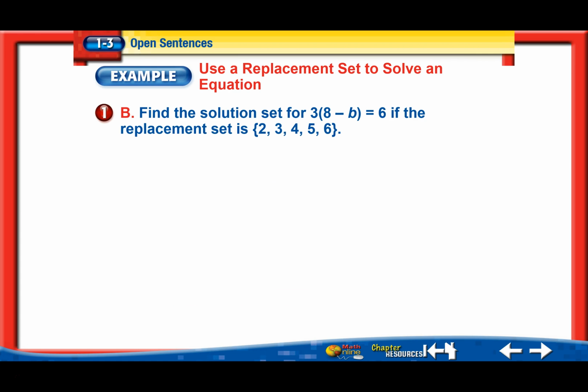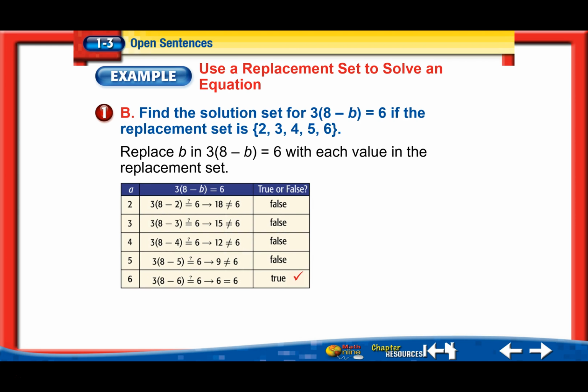Find the solution set for 3 times 8 minus b equals 6 if the replacement set is 2, 3, 4, 5, 6. So again, we're going to substitute each one of these in for b. 2, we'll come over, 3 times, and then we'll solve that really quick. 18 is not equal to 6. 15 is not equal to 6. 12 isn't equal to 6. 9 isn't equal to 6. 6 is equal to 6. Check. That was an evil one because they made you do all of them to come up with the answer.